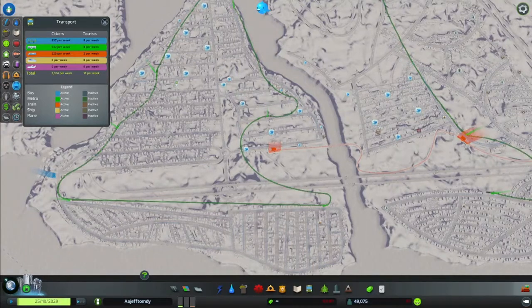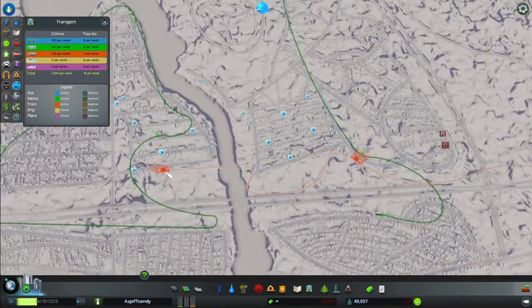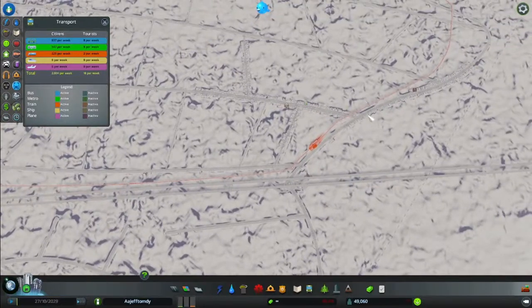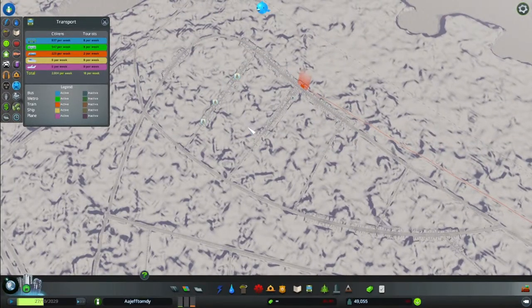We have 2 main metro lines, one for the urban area and one for the suburbs. A train connects our urban area to our suburban area all the way back to our rural area. This train line also reaches our industrial area for people who need to go there for their job.